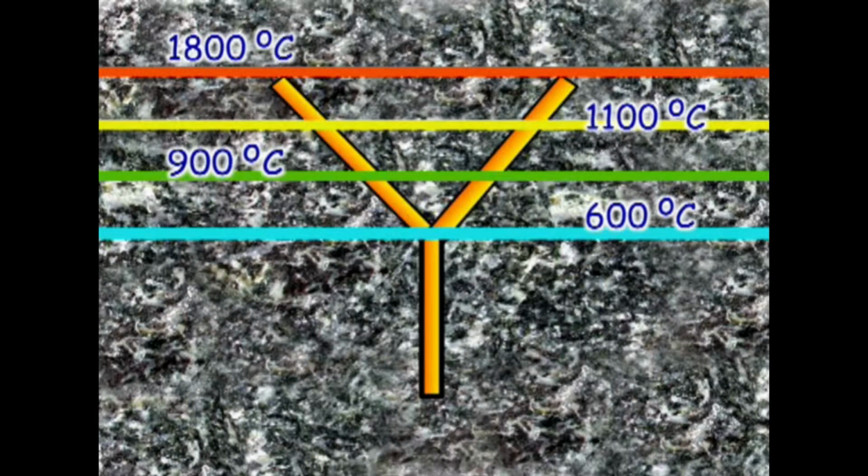The horizontal temperature lines divide the Y into 4 compositional sections. Mineral formation is not possible above 1800 degrees Celsius. Between 1100 degrees Celsius and 1800 degrees Celsius, rocks are ultramafic in composition. Between 900 degrees Celsius and 1100 degrees Celsius, rocks are mafic in composition. Between 600 and 900, rocks are intermediate in composition. And below 600 degrees, felsic rocks form.